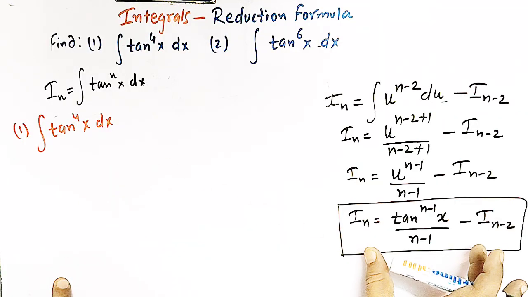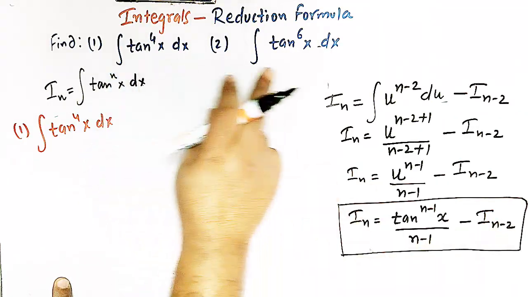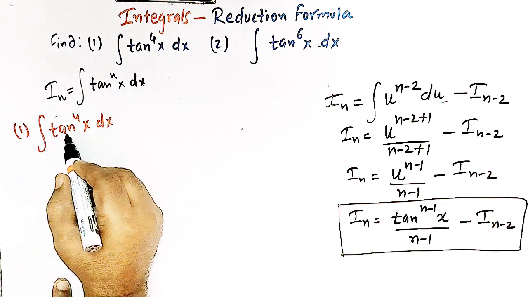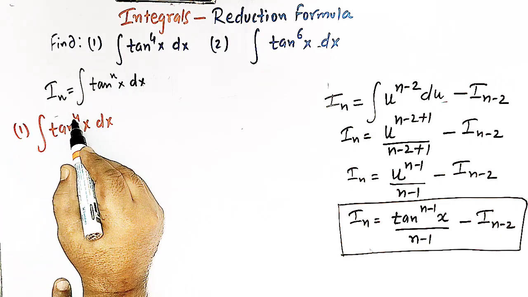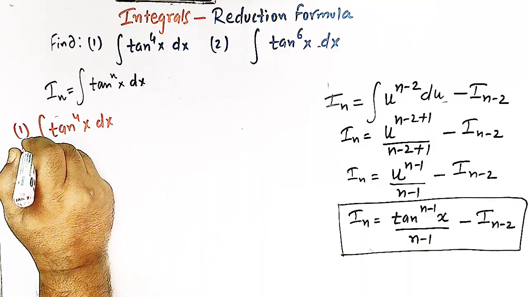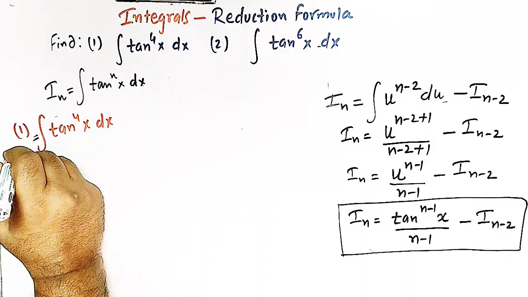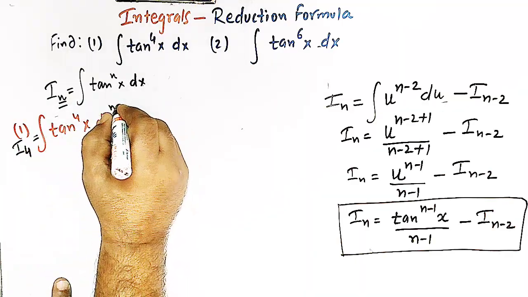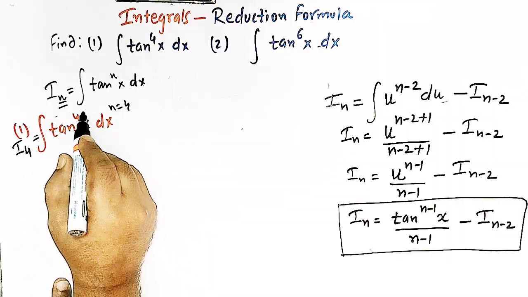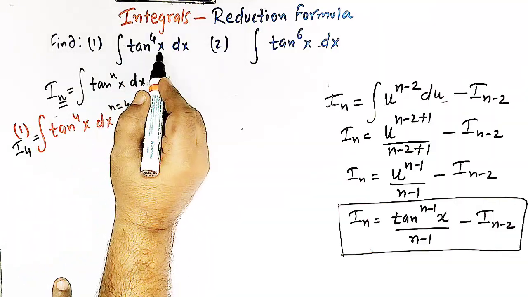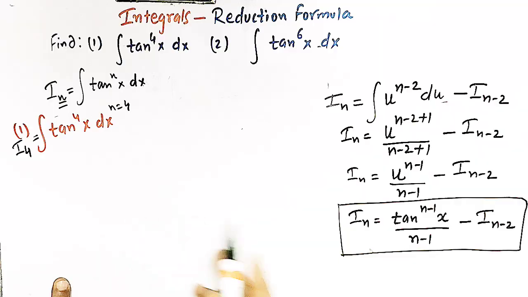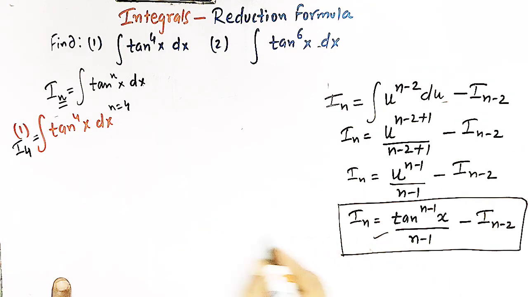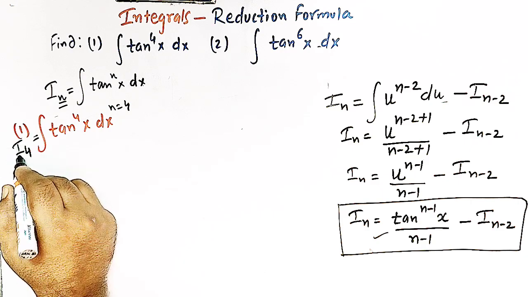So now using this result, we have to evaluate these two integrals. So let us take this one. So here the integrand is tan raised to 4 x dx. So here we have to find out the value of I 4, right? Because if we replace n by 4, then we have our integrand as tan x raised to 4, right? So let us substitute n is equal to 4 in this result, right? Because we wish to find out I 4.